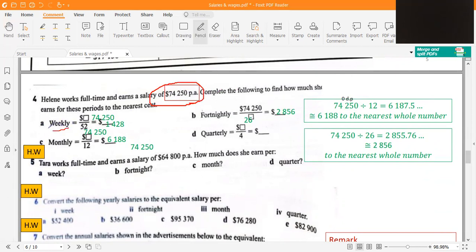How to obtain weekly? We divide the yearly salary by 52. Monthly salary, we divide the yearly salary by 12. Fortnightly salary, we divide the yearly salary by 26 because a year contains 26 fortnights. Quarterly, we use the yearly salary and divide it by 4. So very easy.